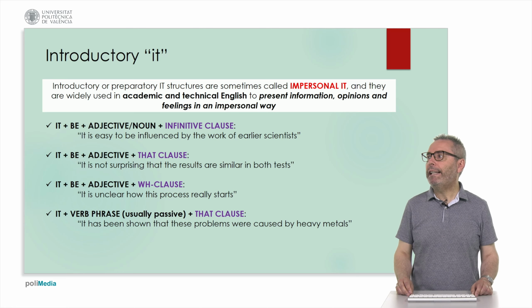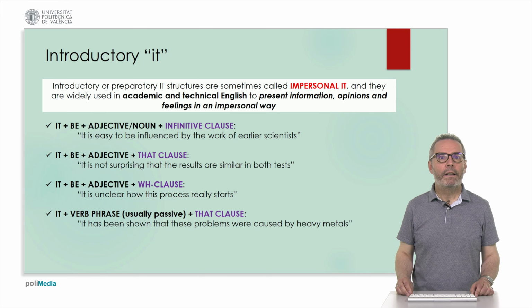Introductory or preparatory it structures are sometimes called impersonal it structures, and they are widely used in technical English and academic English to present information, opinions, and feelings in an impersonal way, typical of academic English. Here we have some typical structures. It plus be plus adjective, noun plus infinitive clause. It is easy to be influenced by the work of earlier scientists.